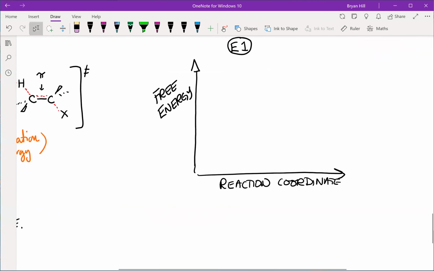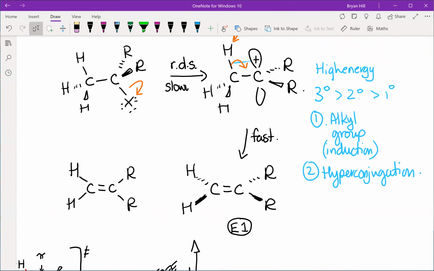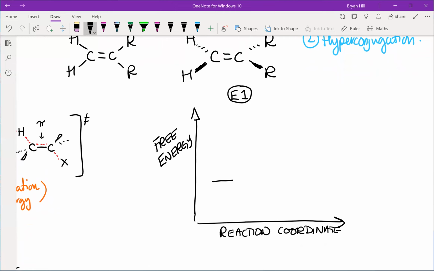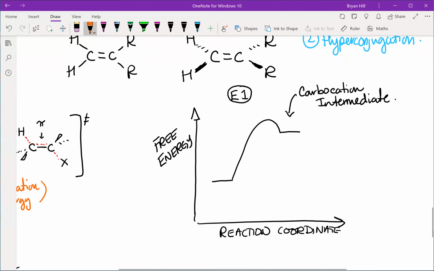Okay, so our rate determining step is the leaving group leaving to form a carbocation. So this would be our carbocation intermediate. And this would be our transition state here. Transition state number 1. And this will be a late transition state. So it's gonna resemble the carbocation intermediate.